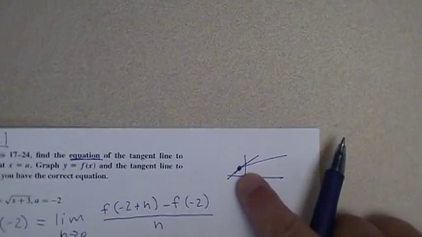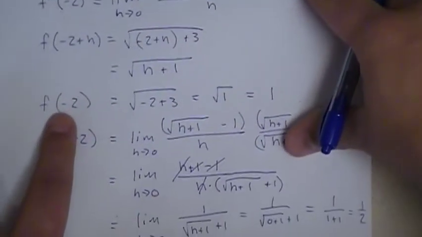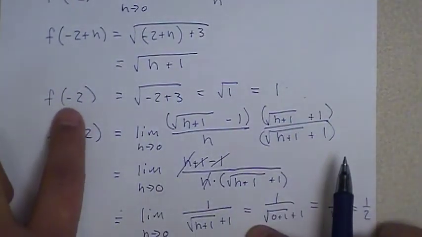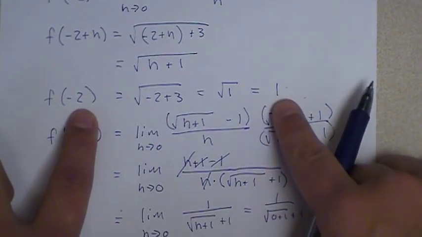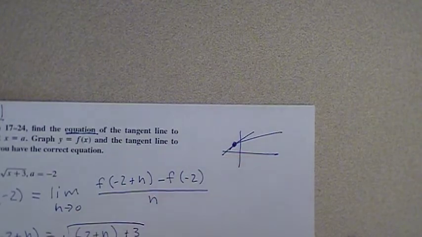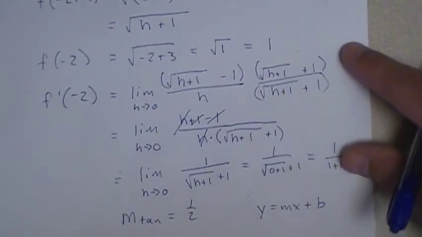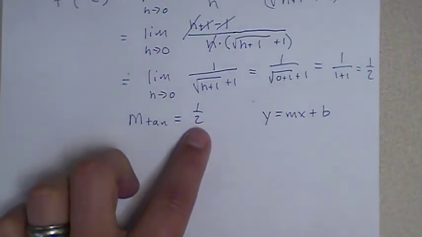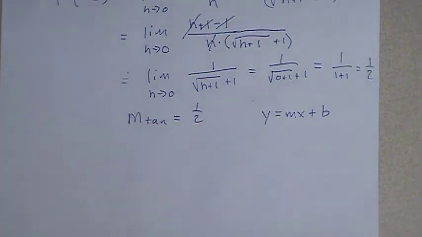The x-coordinate of this point of tangency is -2. And check out what we did a little while back. We computed f of -2. We got a value of 1. So this ordered pair right there, the point of tangency, must be -2, 1. So my line has a slope of 1/2 and goes through the point -2, 1.